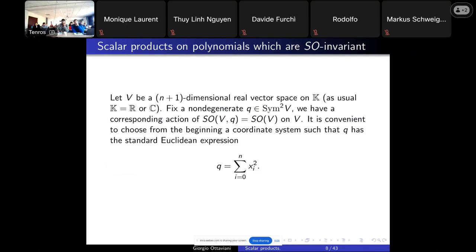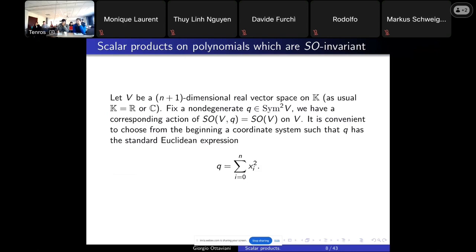Okay, now I start the part of the lecture which will be less boring and maybe less well known also. So you remember there was a debate when Alessandra told what are the symmetric powers of a vector space, and the answer was they were polynomials, and the title introduced a scalar product on polynomials which are SO invariant.